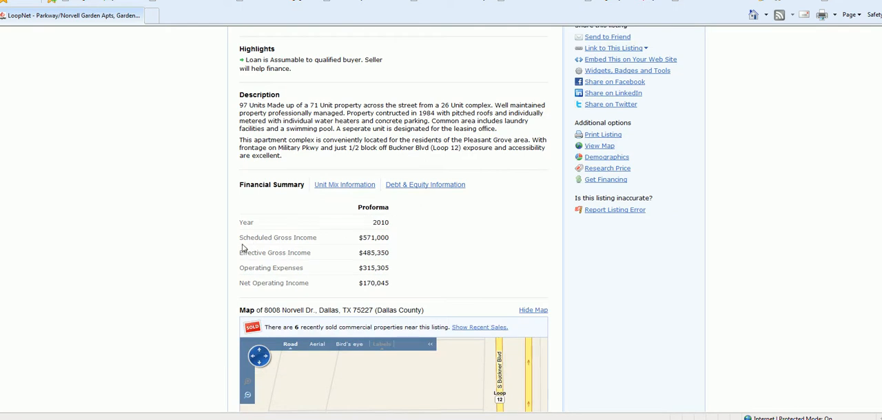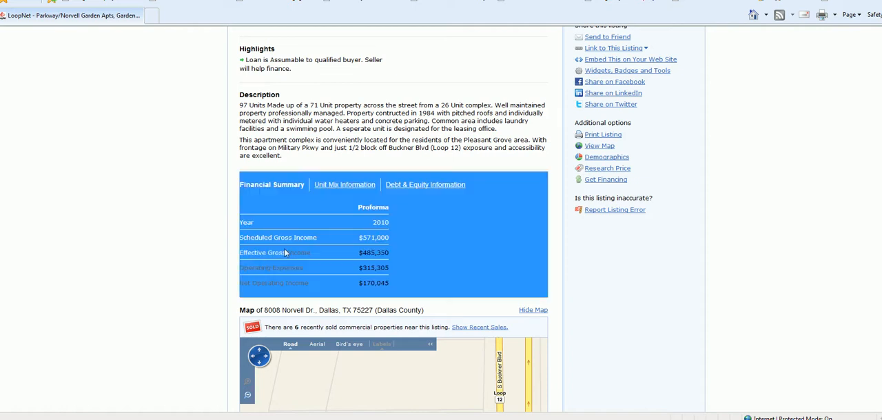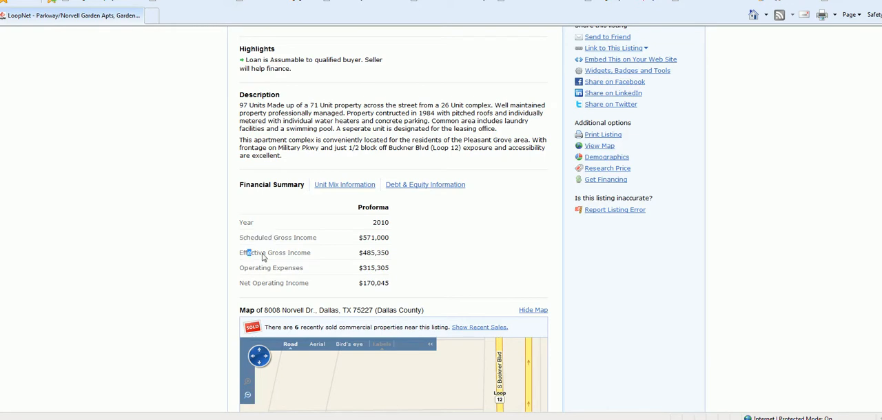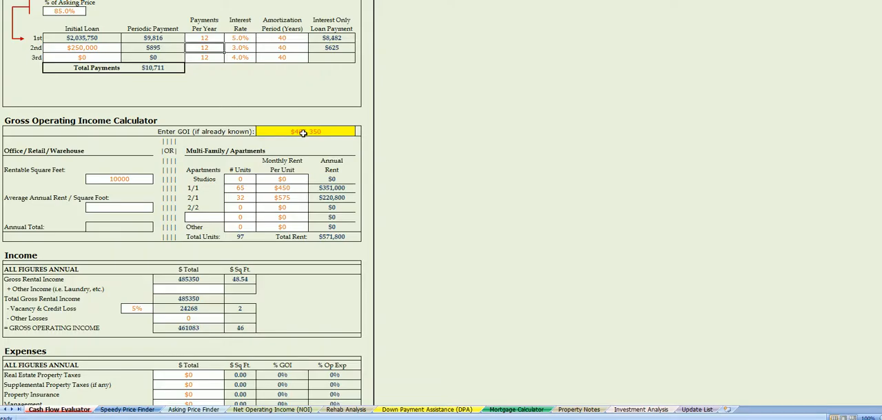And so basically, because we have this to work with, we can do a quick and dirty analysis of what we got here. And we have scheduled gross income and we have effective gross income. Scheduled is what they expected. Effective is what they actually got. We only care about what they got. We don't care about what they expected. Okay, so it's usually the lower number here, and I have 485,350, which I already plugged into the yellow box.